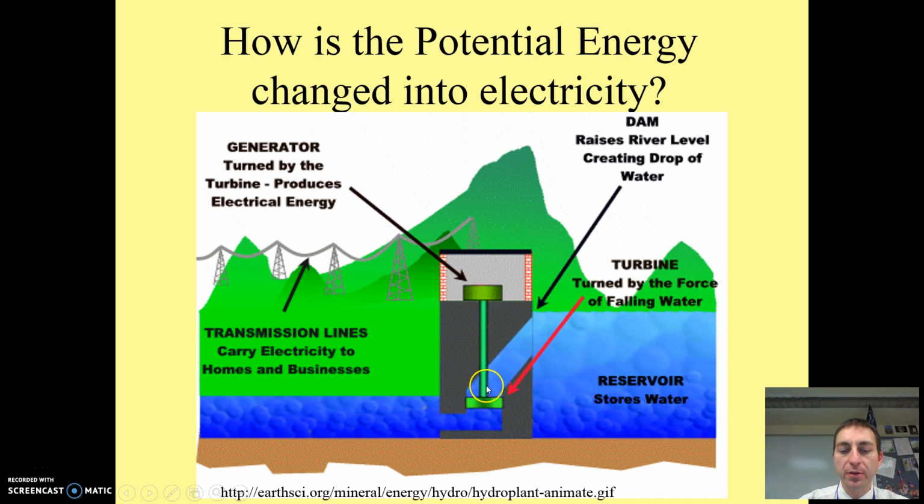And that's going to turn a shaft, which then spins a magnet and a coil of wires, and that produces the electricity, which then goes into the grid. And this is how simple hydroelectric power actually is. It is converting that potential energy into kinetic energy as it falls through the dam.